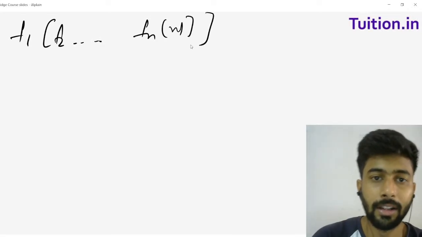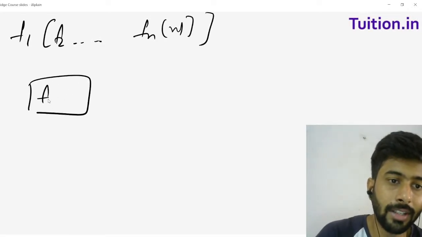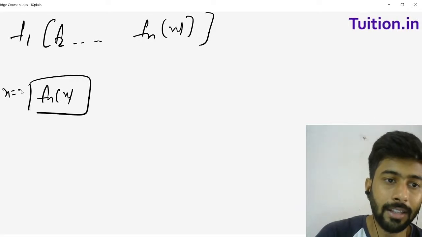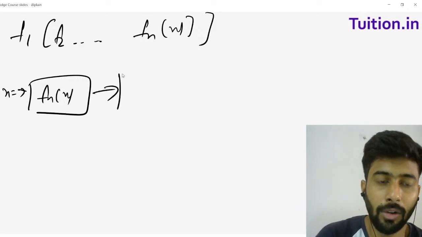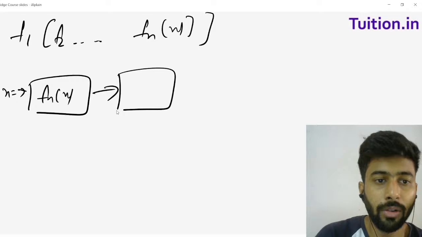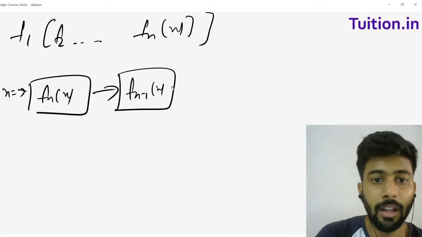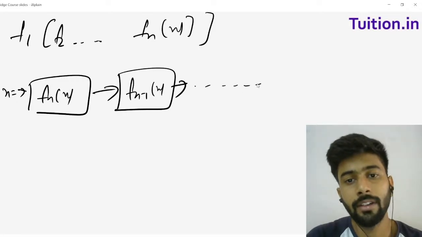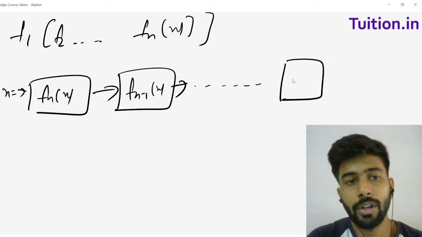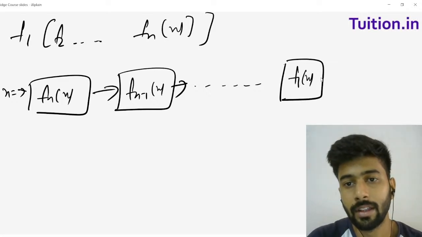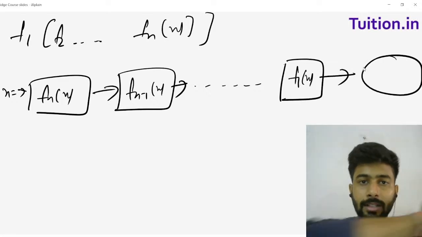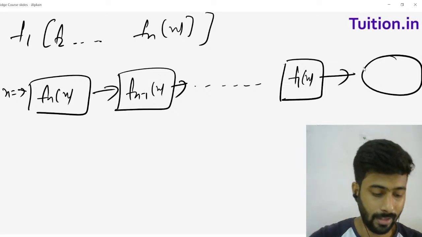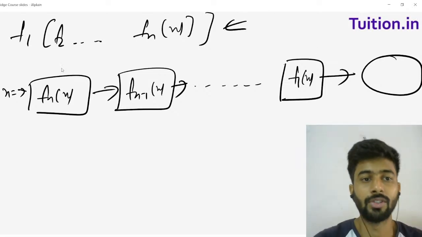What do I mean by that? That simply means my first block is fn of x. I give x as input to this. This output will come out and go into fn minus 1 of x. And the final output from all the way will go into f1 of x. So it's like a chain of processing. That is what this function means.